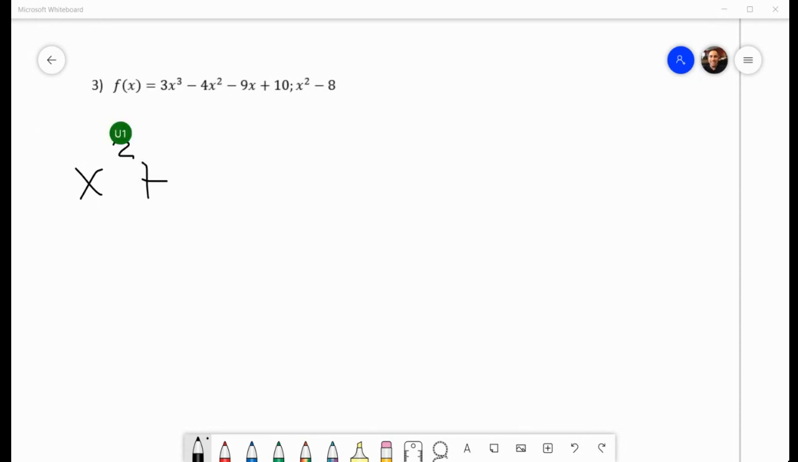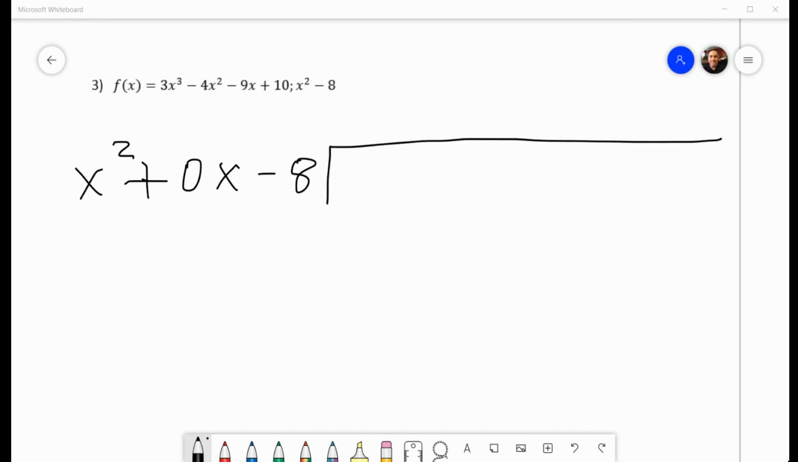So we have x squared plus 0 times x minus 8. Notice how I put the x term in there. I used the coefficient of 0. That's okay. I'm going to do long division now.